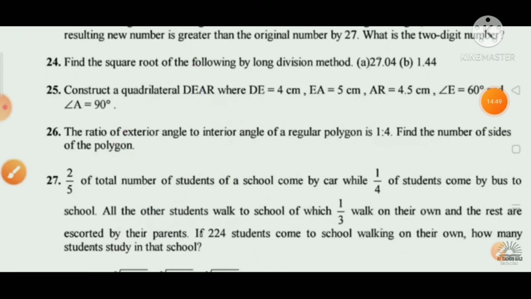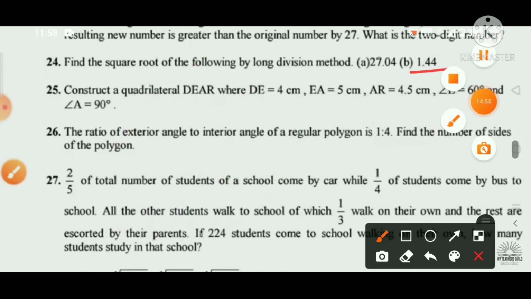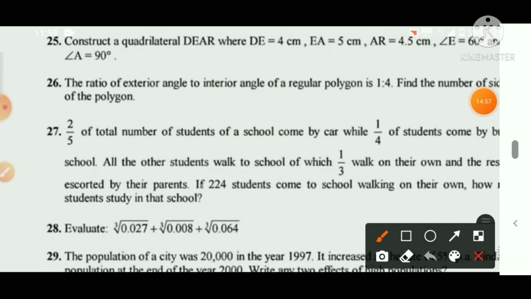The next question you can see, B you can do yourself. Let us move to the next question. So next question is the 25th one, a construction question. You can do the construction question. Let us move to the next question.